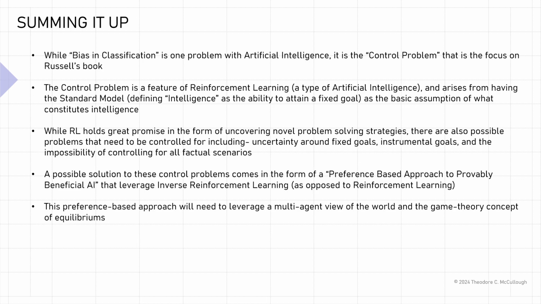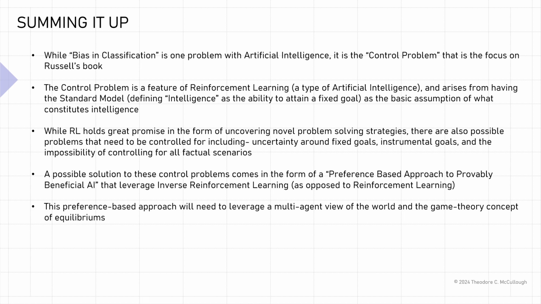Summing it up, while bias and classification is one problem with artificial intelligence, it is the control problem that is the focus of Russell's book. The control problem is a feature of reinforcement learning, a type of artificial intelligence, and arises from having the standard model defining intelligence as the ability to attain a fixed goal as a basic assumption of what constitutes intelligence. While reinforcement learning holds great promise in the form of uncovering novel problem-solving strategies, there are also possible problems that need to be controlled for, including uncertainty around fixed goals, instrumental goals, and the impossibility of controlling for all factual scenarios.